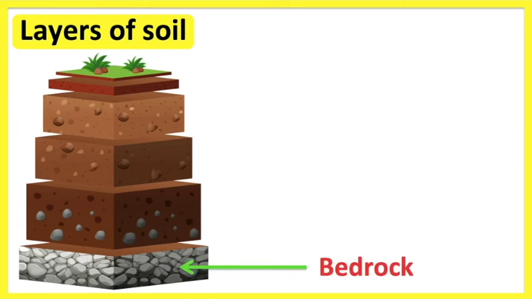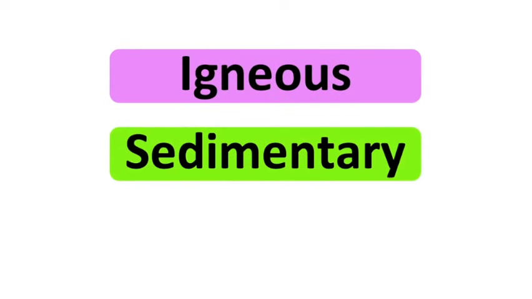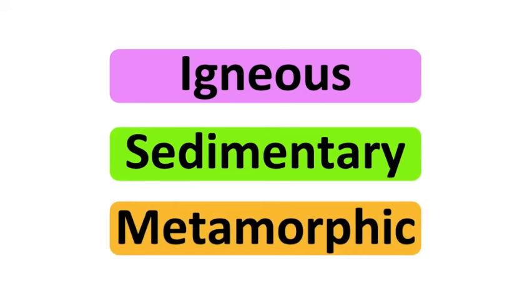The bedrock is the bottom layer. It's the hardest layer as it mainly consists of large solid rocks. There are 3 types of rocks: igneous rocks, sedimentary rocks, and metamorphic rocks. These rocks are all formed in different ways.